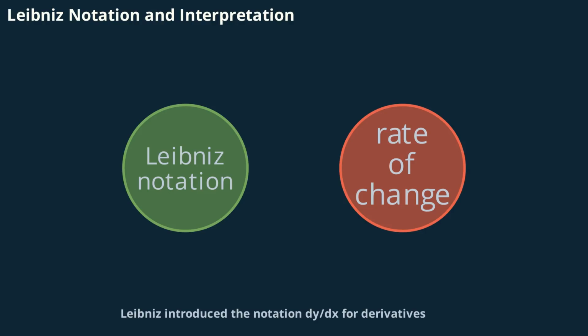Leibniz introduced the notation dy/dx for derivatives, thinking of them as ratios of infinitesimal changes. While modern mathematics doesn't use actual infinitesimals, this notation remains powerful and intuitive. It helps us remember that the derivative represents the rate of change of y with respect to x.